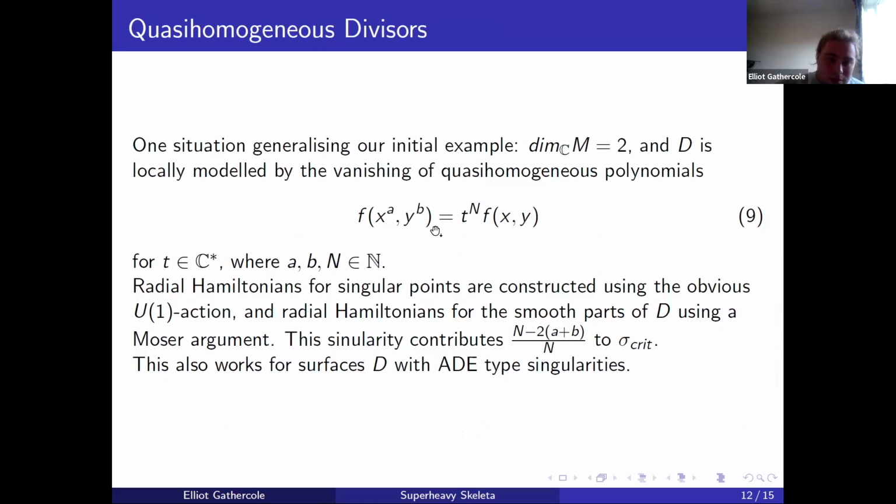And one possibly interesting thing, so that gives you a radial Hamiltonian for the stratum, which consists of a singular point. And then for the smooth parts of the divisors, we can use a Moser argument with a group action, so to try and at every stage keep everything equivariant in the right way to construct a radial Hamiltonian for the smooth parts of these divisors, which will commute in the right way.